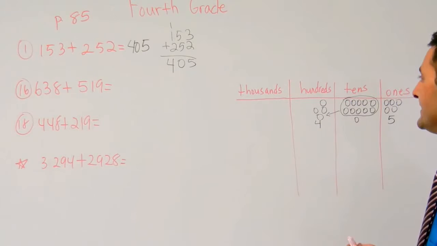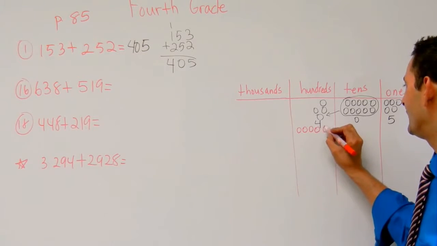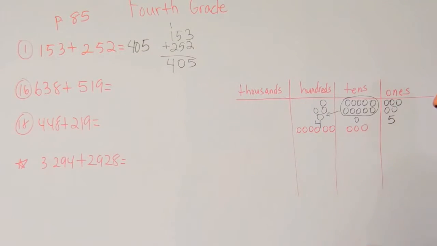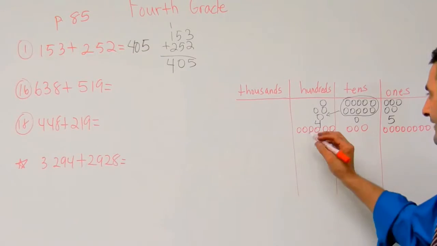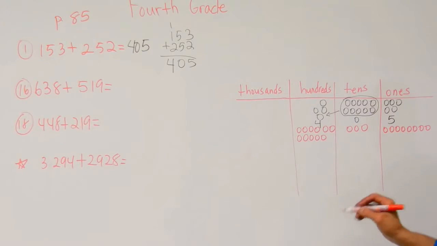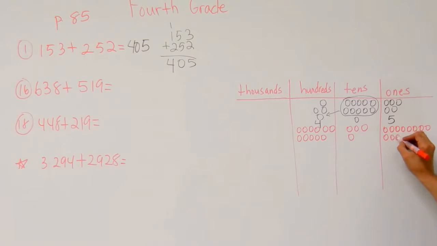The next one is 638 plus 519. So I've got 600s: 1, 2, 3, 4, 5, 6 hundreds. I've got 3 tens, 1, 2, 3, and I've got 8 ones: 1, 2, 3, 4, 5, 6, 7, 8. Now I'm going to add 519. I've got 500s: 1, 2, 3, 4, 5. I've got 1 ten. And I've got 9 ones: 1, 2, 3, 4, 5, 6, 7, 8, 9.